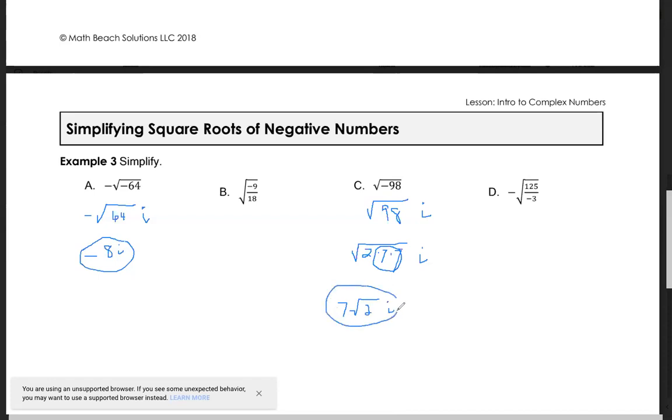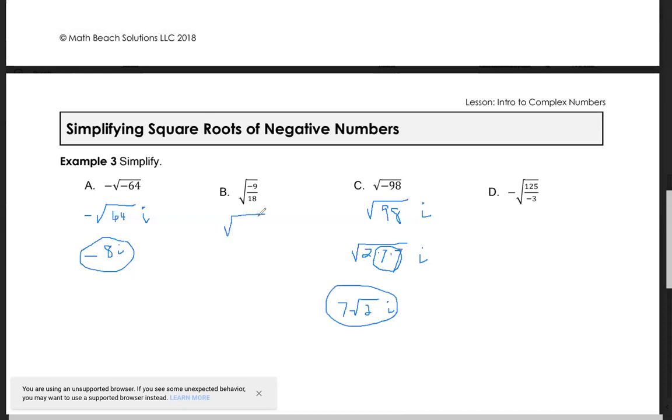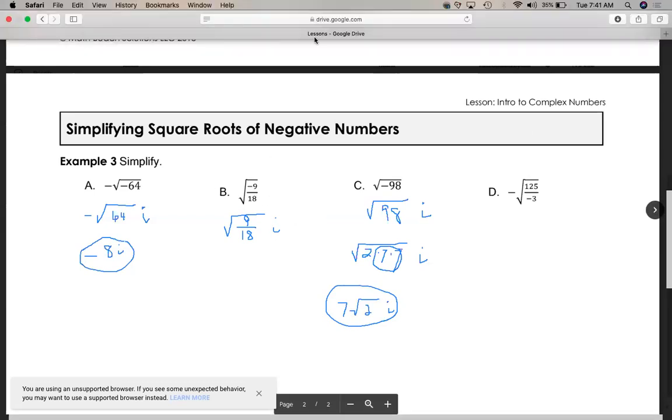Now if you were doing a fraction one, just so we can see how to do one, again, you can just leave it like this, divided by 18, and then again, put your i on the outside, and if it reduces, you can put it in the calculator. But for right now, I'm not going to worry about one like that.